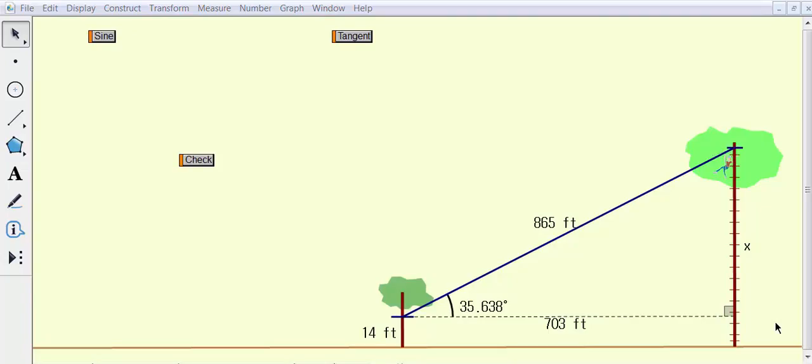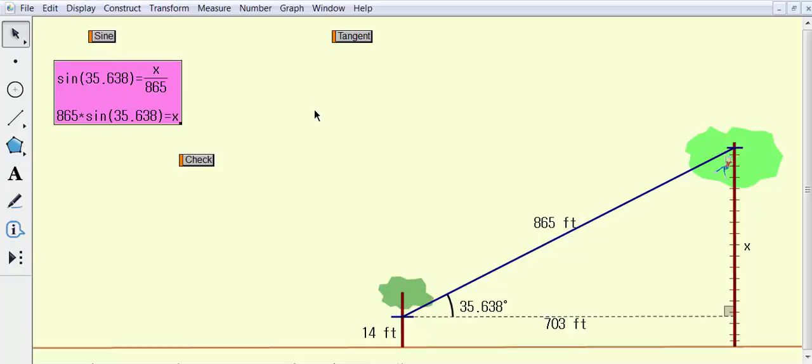Now, we were given a lot of information in this problem. We were given the length of the hypotenuse, which was 865 feet, and the length of the adjacent side to the angle, which is 703 feet. All we need to figure out is the length of the opposite side to this angle. So we need to use a trig function that involves the opposite side. Both sine and tangent involve the opposite side, sine being the opposite over the hypotenuse, and tangent being the opposite over the adjacent. So let's try to work with both of them and see if we get the same answer.